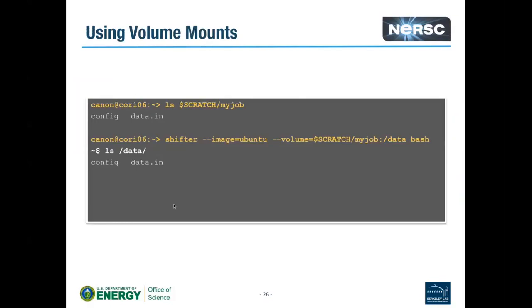Here is just a simple example. I've got a scratch directory on Cori. There's a directory called My Job in there that's got some stuff in it. When I run the shifter command, the only thing that's different is I'm adding this --volume, and I'm saying take the scratch My Job directory and map it to /data inside the container environment. Now I'm inside the container environment, and if I do an ls of the data directory, I see the same contents.